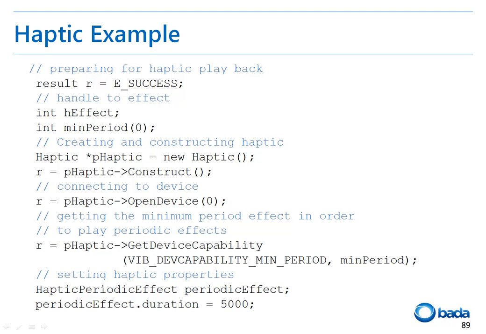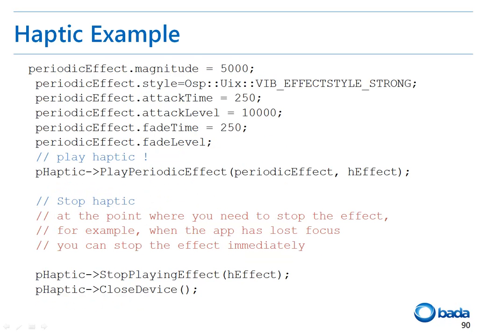Then, I create the haptic effect with a periodic effect and set the duration to 5 seconds, the magnitude to 5,000, the style to effect style strong, the attack time to 0.25 seconds, the attack level to 10,000, and the fade time to 0.25. After this, we could set the fade level, but I haven't done so in this example.